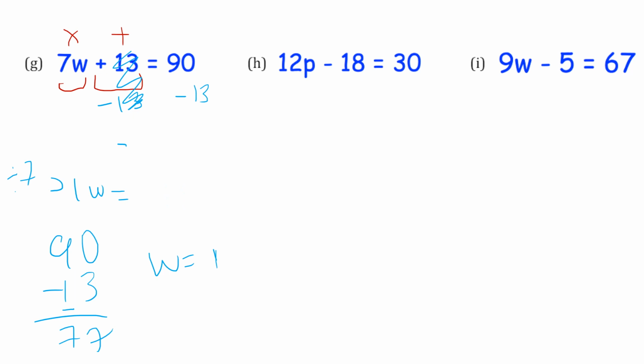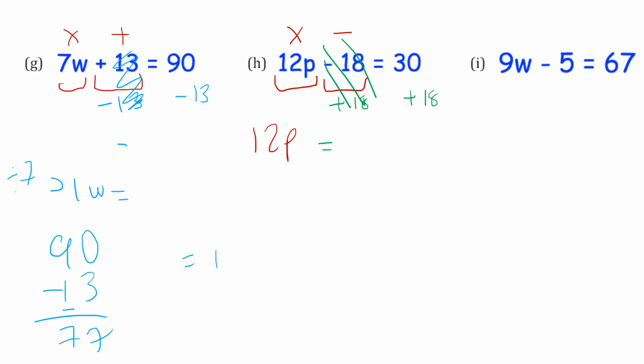The next one. You've got, again, two separate operations. You have times and you have minus. So we've got to keep the 12p, keep the letters the same, do the numbers first. Get rid of this minus 18. How do I get rid of this minus 18? What's the opposite? The opposite is plus 18. So on this side, we have to also plus 18. What is minus 18 plus 18? Nothing. It cancels out, it's 0. And we're left with 30 plus 18, which is 48.